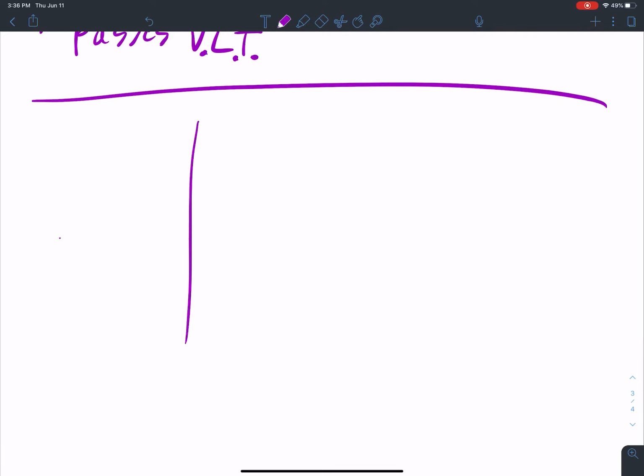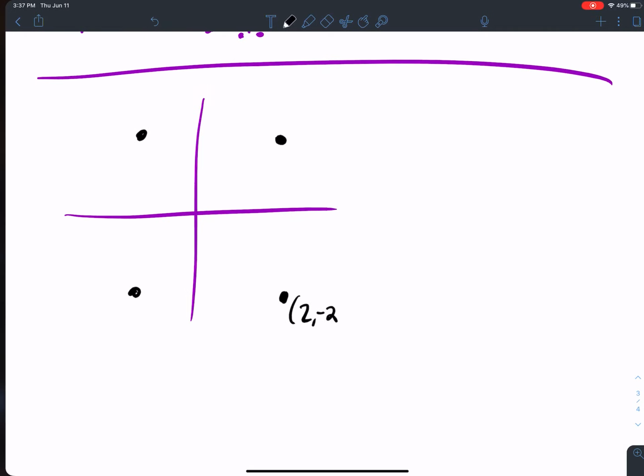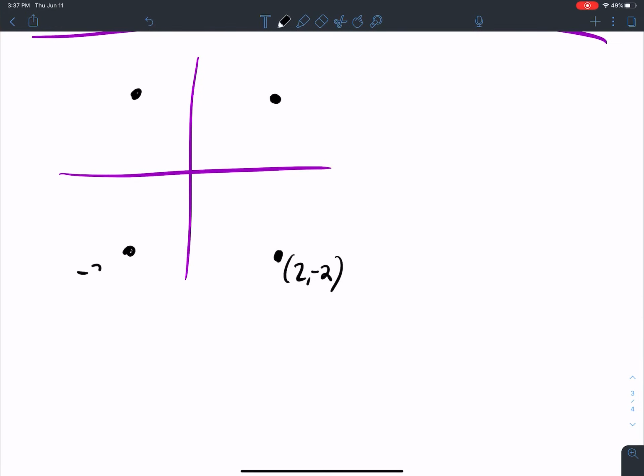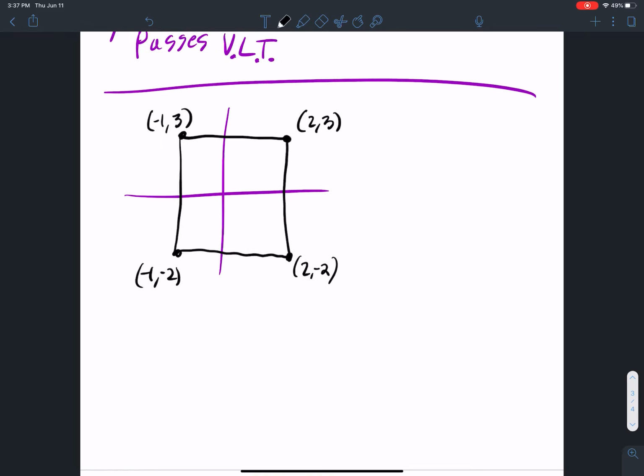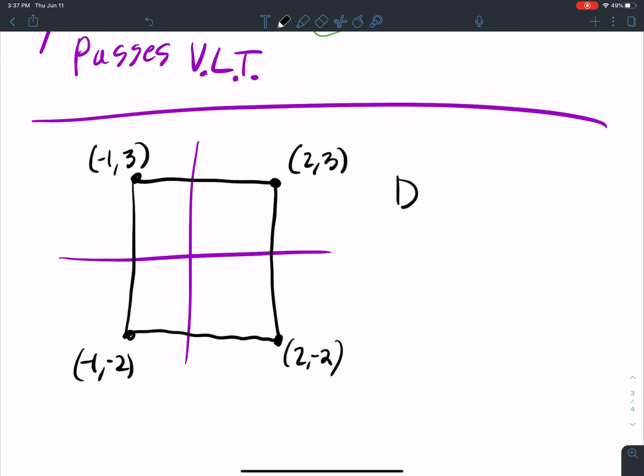All right, here's another graph. We've got 4 corners here. So this is 2 comma negative 2. This is negative 1 comma negative 2. And this is negative 1 comma 3. And then this is 2 comma 3. All right, and so we've got a box that we've plotted here. And the question is, what's the domain?